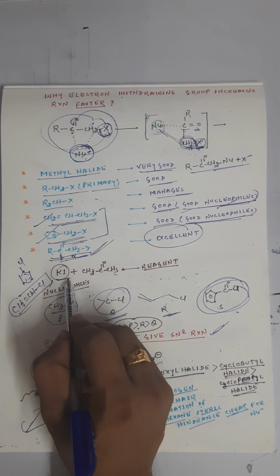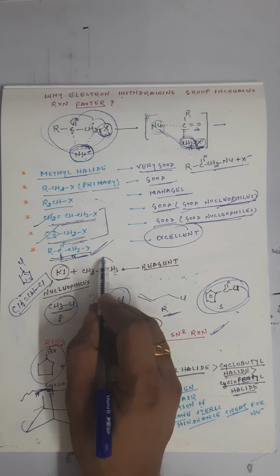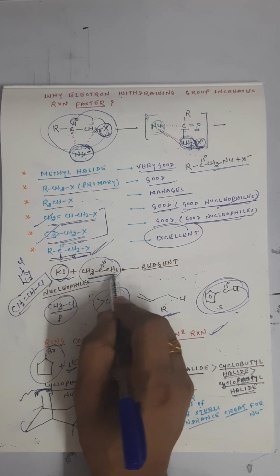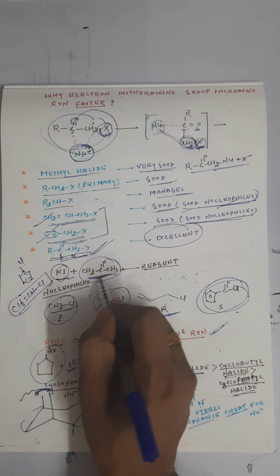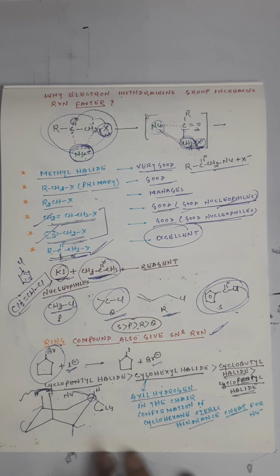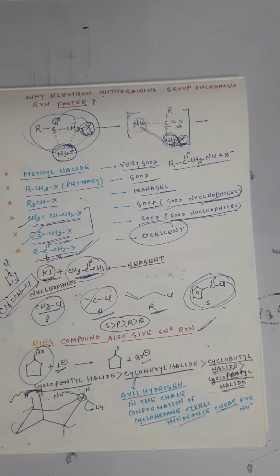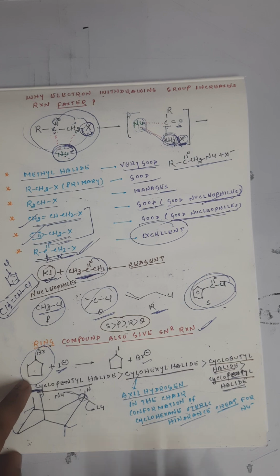Suppose potassium iodide reacts with acetone. So I have taken potassium iodide and acetone. Acetone is a polar aprotic solvent and potassium iodide is a nucleophile. Now my question is, what will be the order of the rate of the SN2 reaction? Just pause the video and think about it.